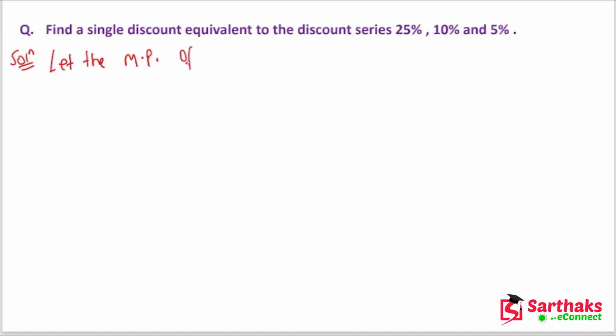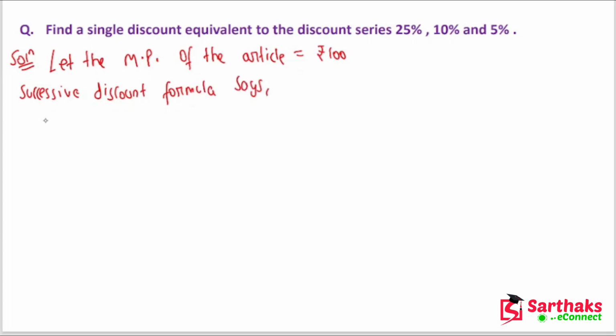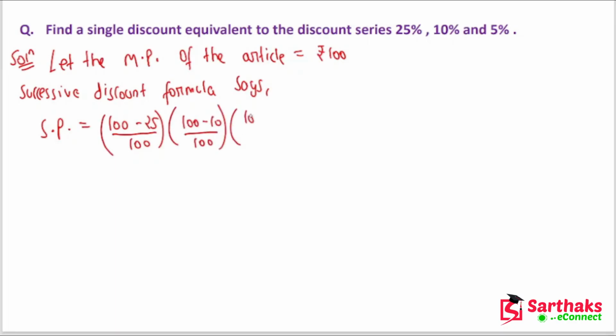Okay, let the marked price of the article for which we are talking about is equal to rupees 100. Okay, so let the cost of the article be rupees 100. Now using the successive discount formula, we will see that the selling price is equal to what? 100 minus D1%, that is 25%, whole upon 100, into 100 minus 10%, whole upon 100, into 100 minus 5% upon 100, okay, into the mark price, which in this case is rupees 100, right?